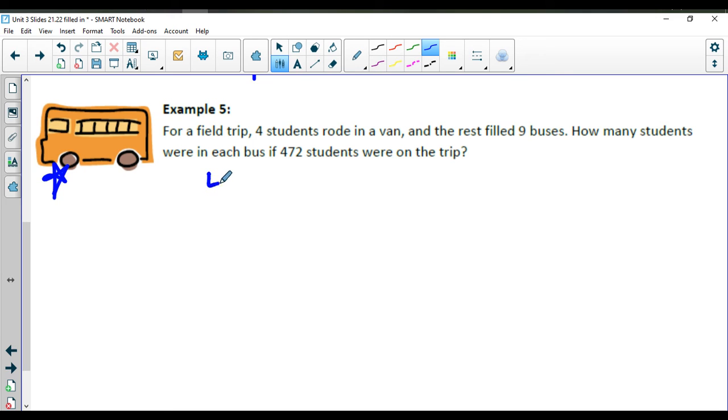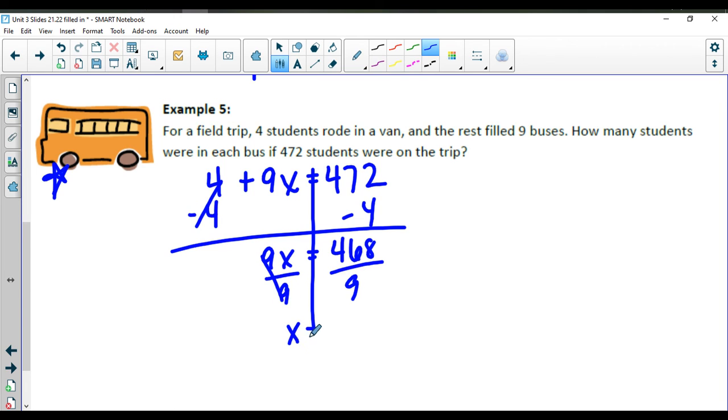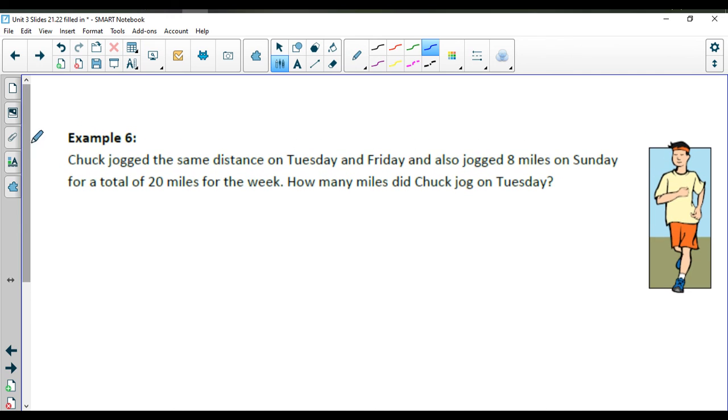So the best equation for this: 4 students rode in a van, plus the rest filled 9 buses, for a total of 472 students. Go ahead, subtract the 4 that's there. We get 9x equals 468. Divide through by 9, and x is going to equal 52 students per bus. All right.